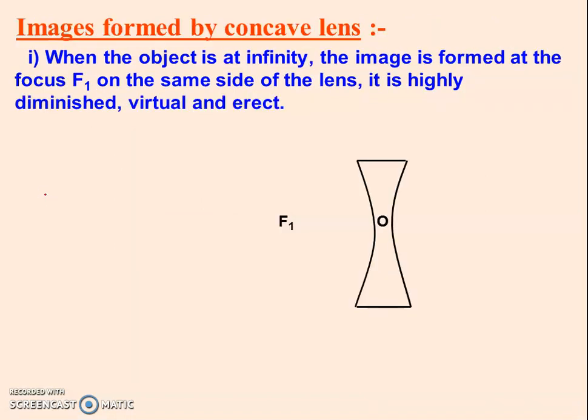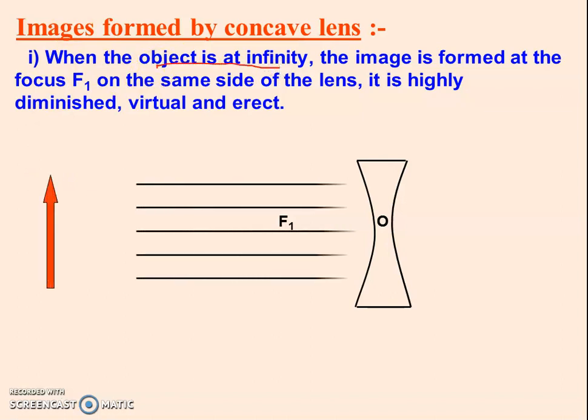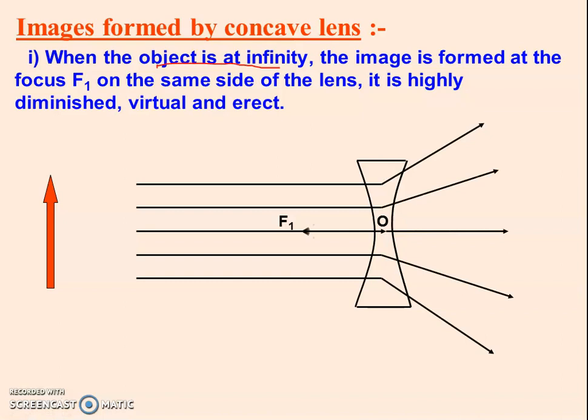Now for the concave lens, there will be only two cases, at infinity and at finite distance. First of all, we are putting the object at infinity. What will happen? See, rays are coming parallel to the principal axis. They will diverge, but will appear to meet at the focal point. So the image size is a point, highly diminished. Second, the position is on the same side. Since these rays are virtual rays, a virtual and erect image is formed on the same side where the object is placed.